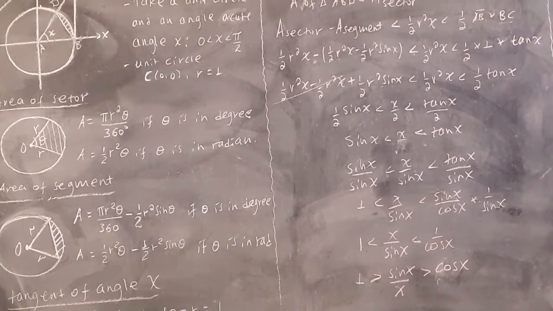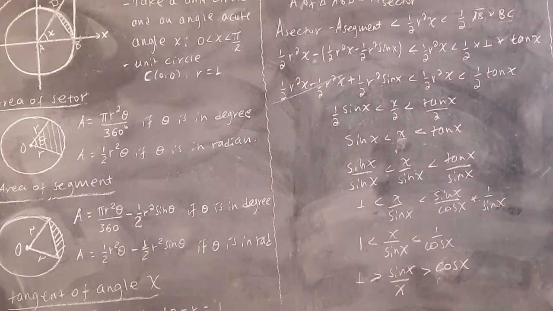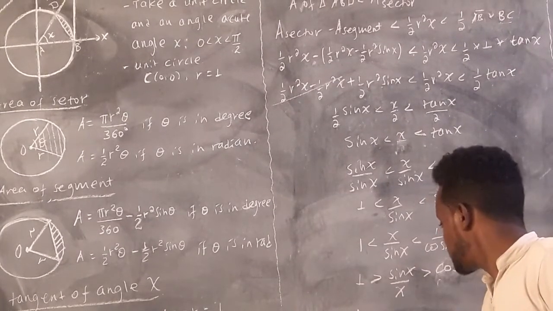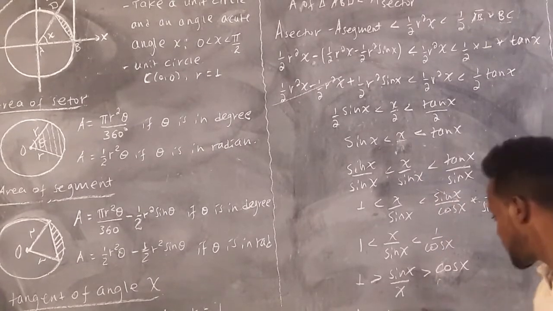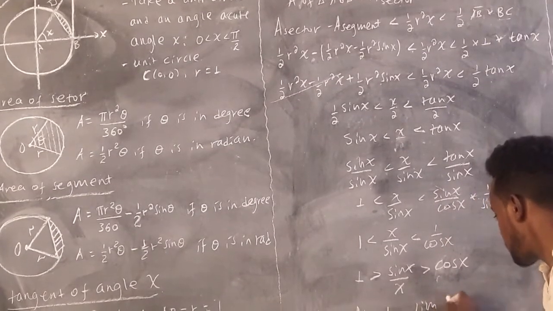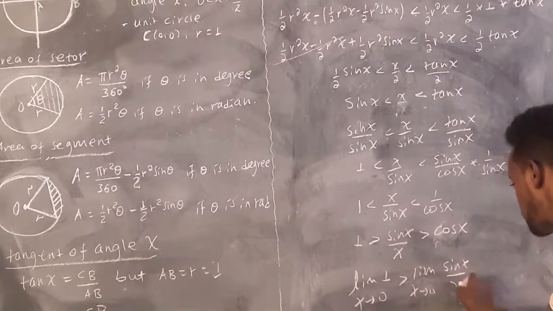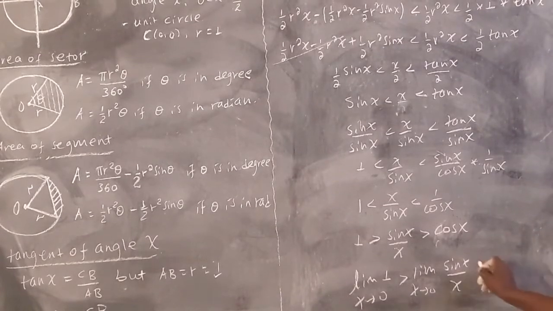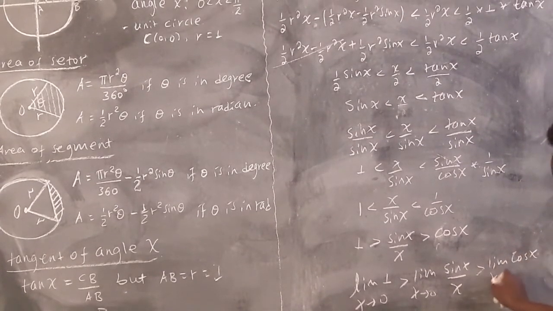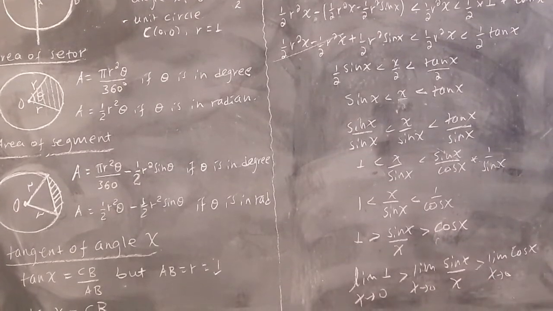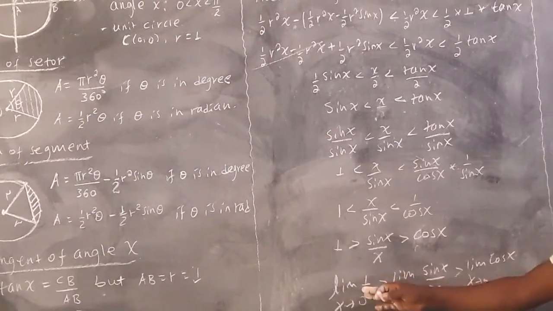Now take the limit of both sides of the inequality. The limit of 1 as x approaches 0 is greater than the limit of sin x over x as x approaches 0, which is greater than the limit of cos x as x approaches 0. The limit of a constant number is the constant itself.